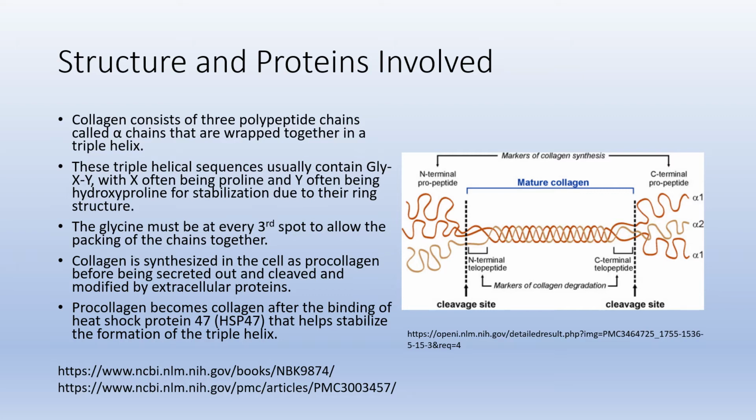Procollagen, also collagen, has to wait for the binding of heat shock protein 47, and these proteins help stabilize the formation of the triple helix.